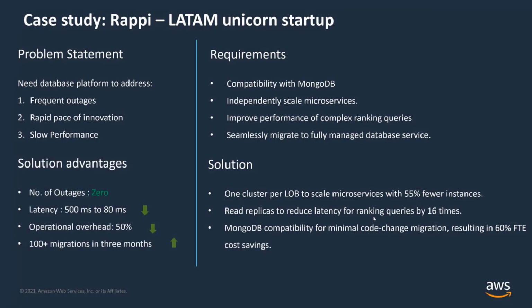And some of the solution advantages. So, before Rappi had a bunch of outages in the past, and they had a lot of scaling and performance issues. But since migrating to DocumentDB, they've had no outages. Their largest cluster took about 2 weeks to migrate, and they afterwards were able to perform over 100 migrations in under 3 months. But most importantly, again, going back to cost, Rappi now only has a handful of engineers that are managing this deployment compared to the dozen or so that they had before. And this reduced their operational overhead by 50%, allowing them to focus more on value-add activities.